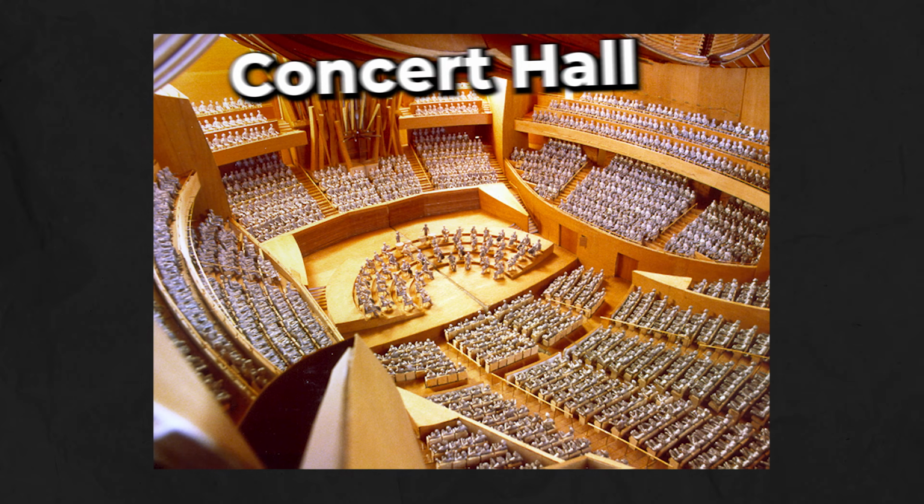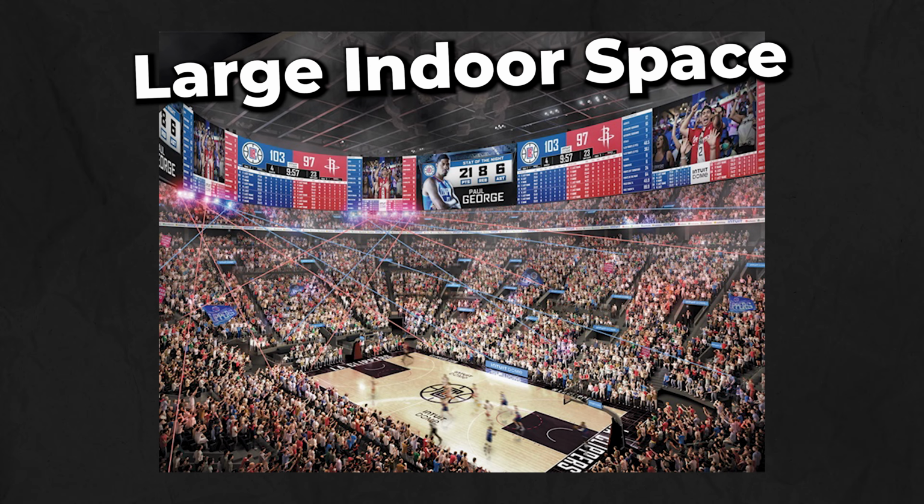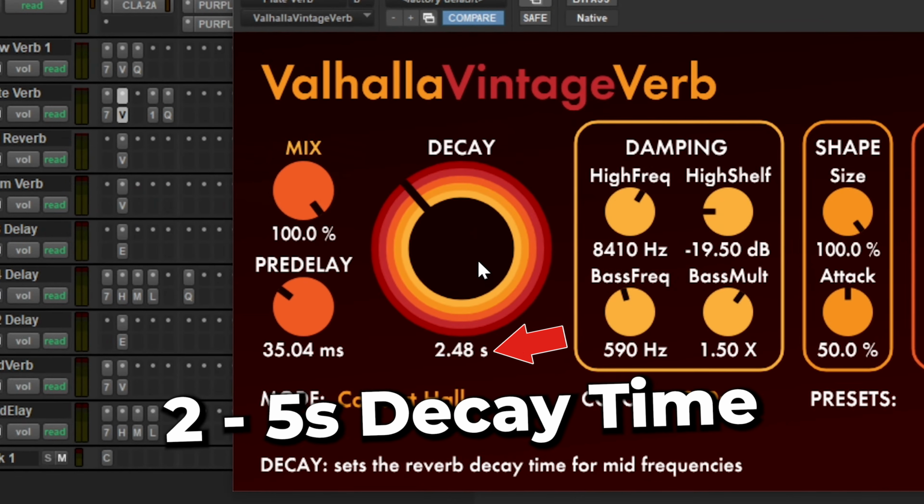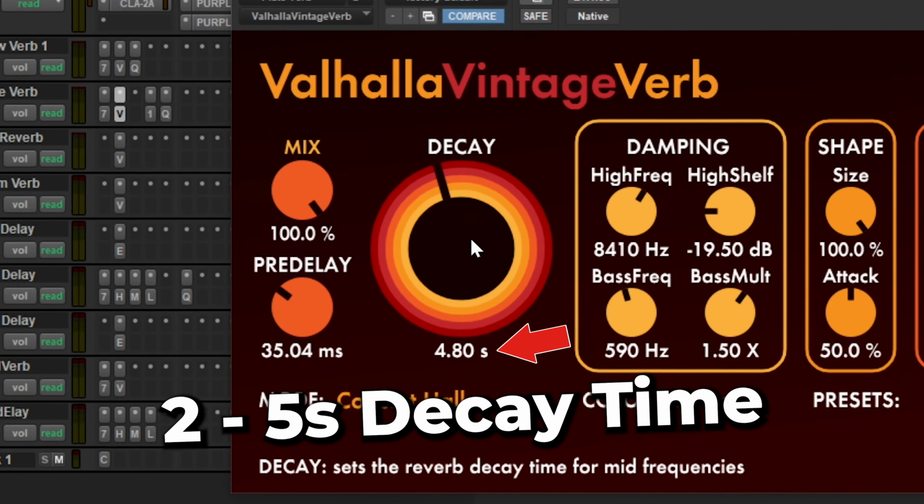If you wanted a sound that's more noticeable and has more depth, then you could use our next reverb type, which would be a hall reverb. Hall reverbs are designed to replicate the acoustics of natural spaces, such as concert halls or any large indoor space, that typically has a decay time that ranges anywhere between 2 to 5 seconds.